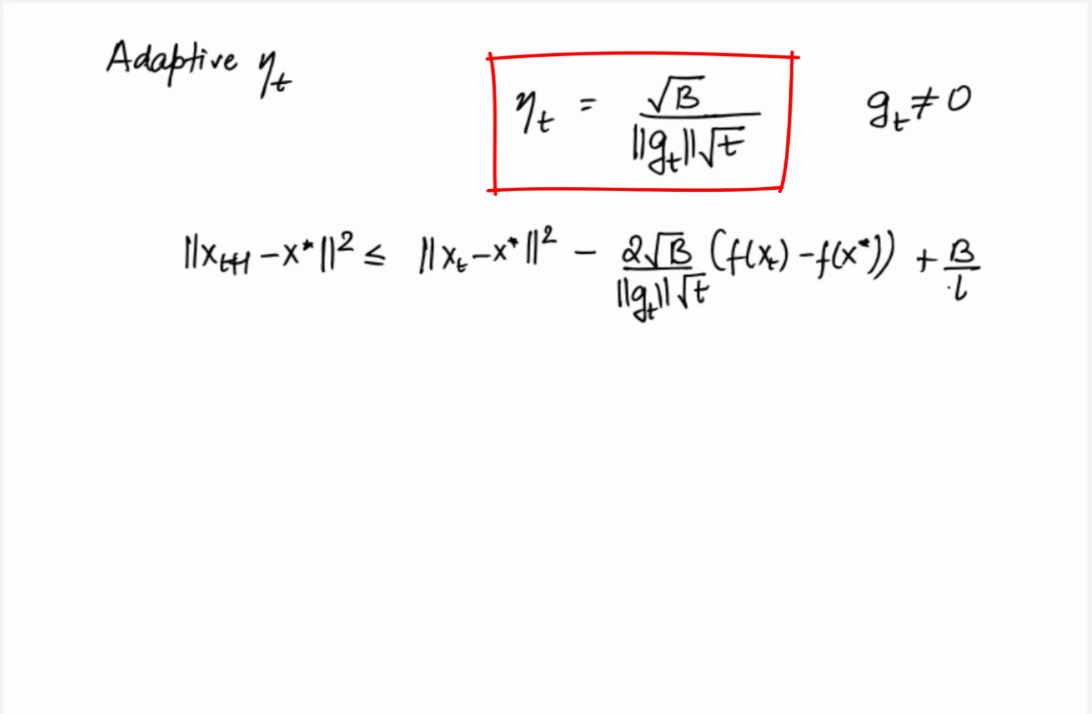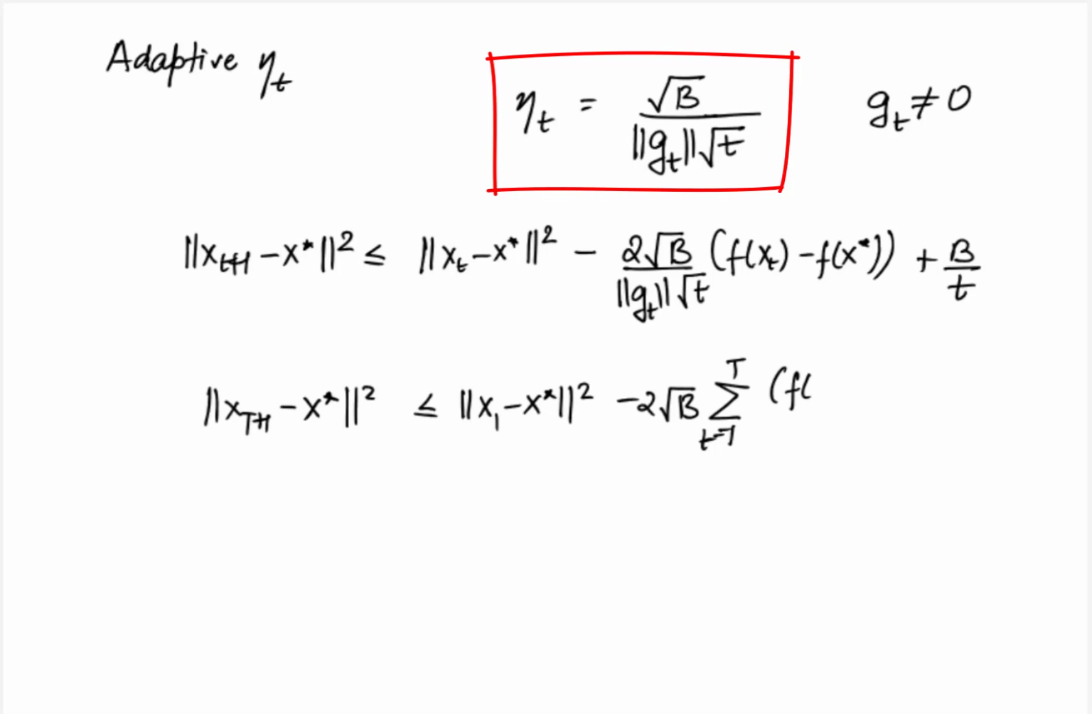Next we can carry out the telescopic sum so as to obtain that norm square of x of capital T plus 1 minus x star is less than or equal to norm square of x1 minus x star minus 2 square root b summation over t equal to 1 to capital T f of xt minus f of x star divided by norm gt into square root t, plus b summation over t equal to 1 to capital T 1 over t.